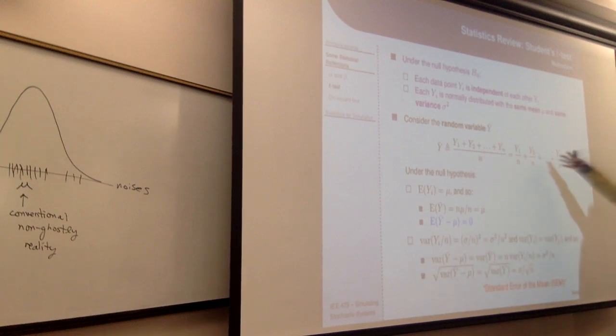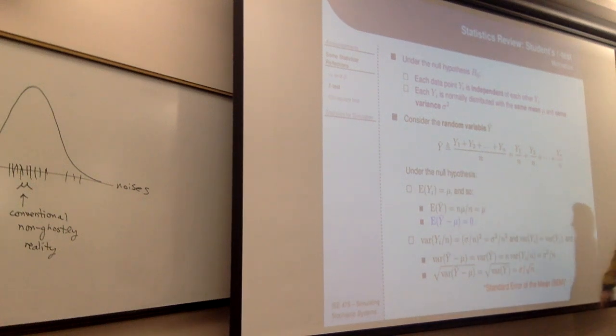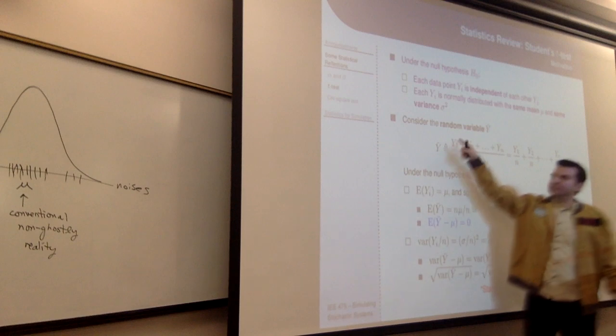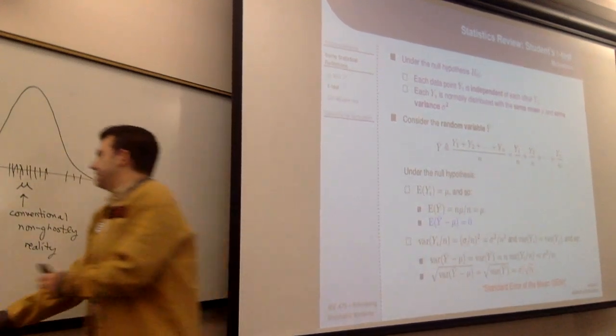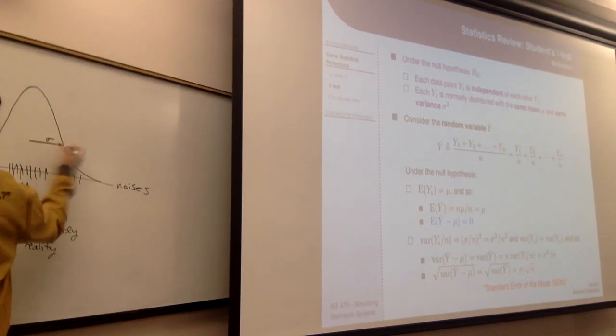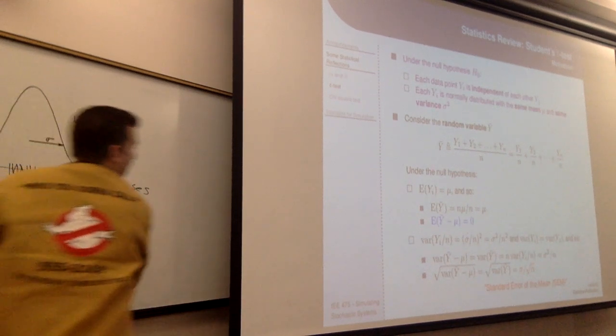Now, what's the variance of this random variable? The variance of the estimator. I know the variance of each individual one of these. That's just the variance of my distribution here, my normal distribution. So this one's got some variance. Let's say it's standard deviation sigma, so its variance is sigma squared.